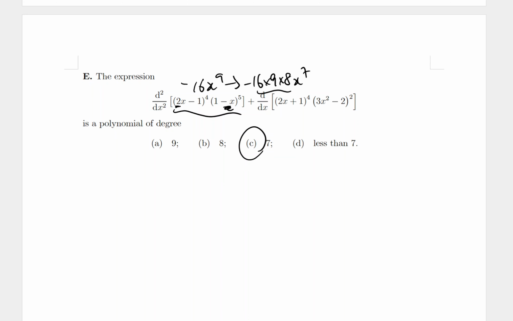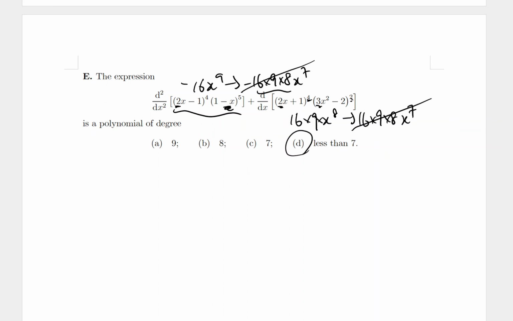I don't really care. Then I looked at the next expression. The leading term is x to the 8 here, and what is the coefficient for x to the 8? There's 2 to the 4 here and 3 squared here, so that is 16 times 9 times x to the 8. I differentiate that, and you see it becomes 16 times 9 times 8 x to the 7. And what a coincidence, it cancels out, actually. The leading term cancels out. So that proves that the degree has to be less than 7.